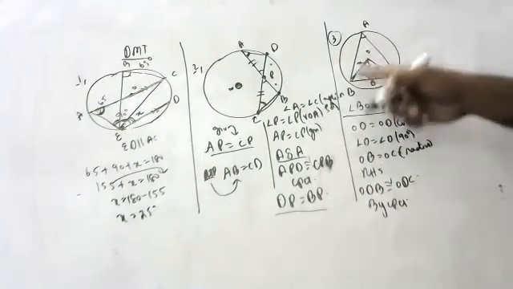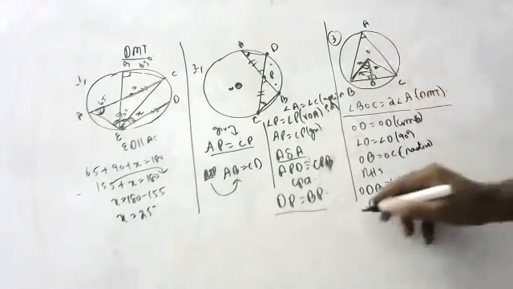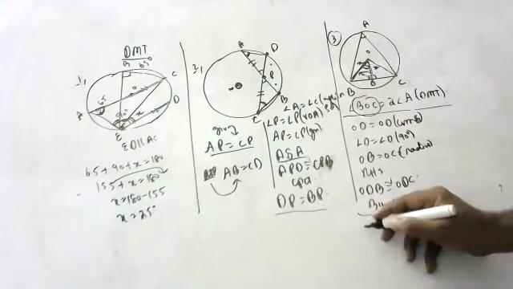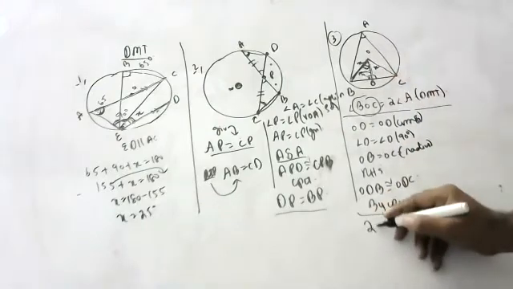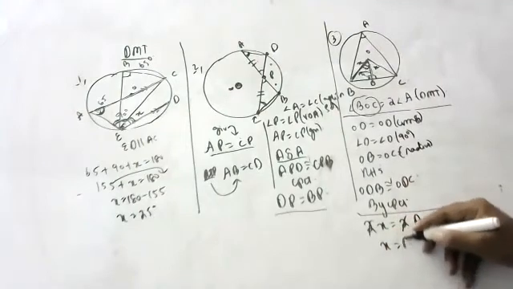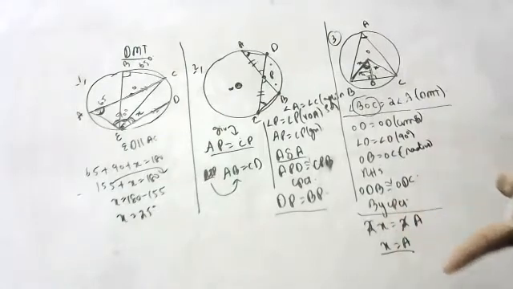Sir, but BOC, what did you write? Two times angle A. Now I can write BOC as what? X plus X. Yes, sir. How much? X plus X equals 2x, which equals 2 times angle A. Cancel the 2, X is equal to A. Hence proved. That is all he asked.